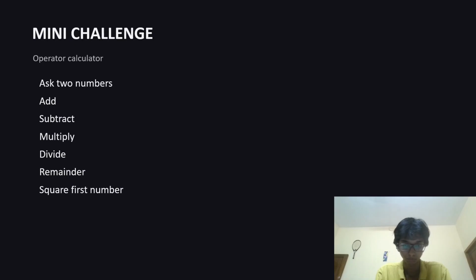I want you all to use the print function. I want you all to only square the first number, not the second number. Take integer or float input for both the numbers. It doesn't matter.